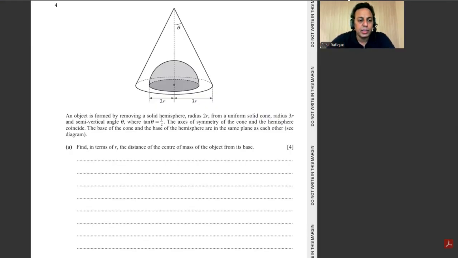So I'll start with the cone. Okay, so for the cone, I know that it's 1/3 pi r squared h, which is the volume of the cone. So I don't have the height right now, but I can use, let's say, tan theta, that's what I can use, over h. And tan theta is given over here, which is 1/2, and that's 3r over h. So h is going to be 6r.